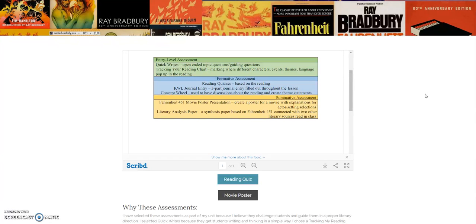And then the literary analysis paper would be a synthesis paper based on 451 that connects with two other literary sources that we would have read in class. So it's a synthesis paper aside from a literary analysis, so it's not just focused on Fahrenheit 451, but how a theme from this bigger novel connects to other shorter works that we've read.